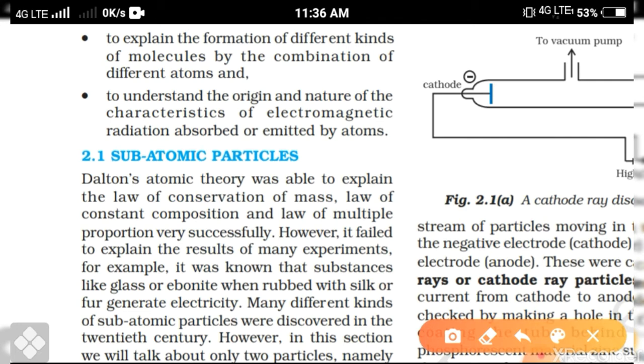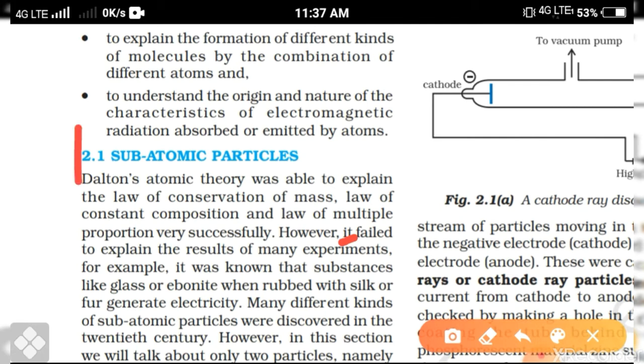A molecule is formed when two or more atoms, elements or substances combine together and form a new substance. That substance is known as a molecule. We can also say that when two or more atoms, of the same kind or different kinds, combine together, the new product formed is known as a molecule.